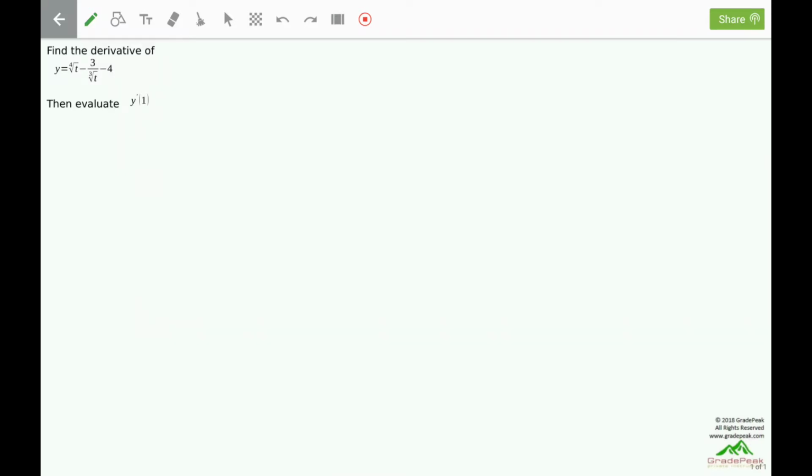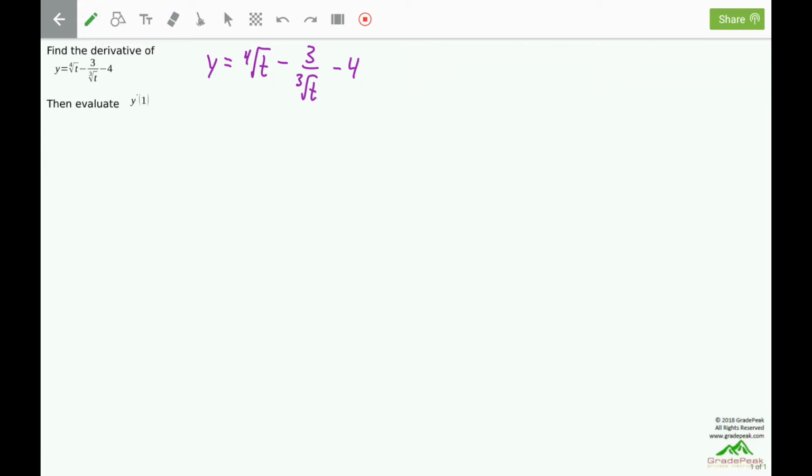Find the derivative of y equals the fourth root of t minus 3 over the cubed root of t minus 4. Then evaluate y prime of 1. Y is made up of three terms that are adding and subtracting together. Each of these terms can have their derivative taken independently.